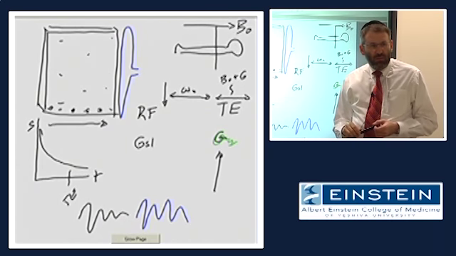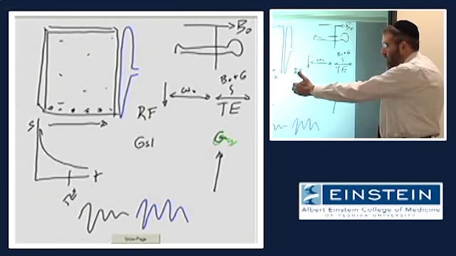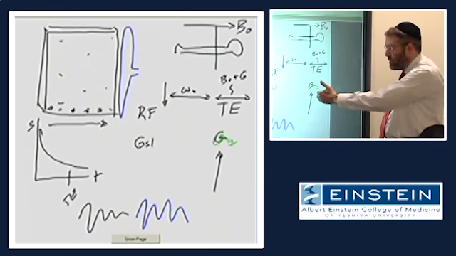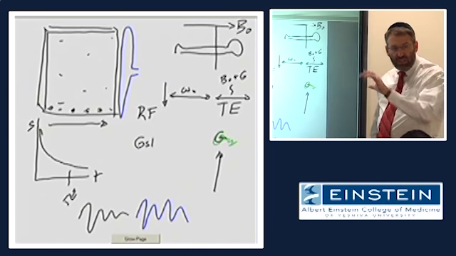Okay? So within the slice we've selected, we also have a gradient. So what we've now done, this is a timeline of how this procedure works. We've turned on our RF and gradient magnetic field for slice selection at the same time.